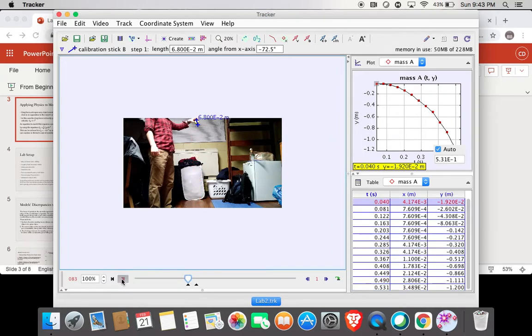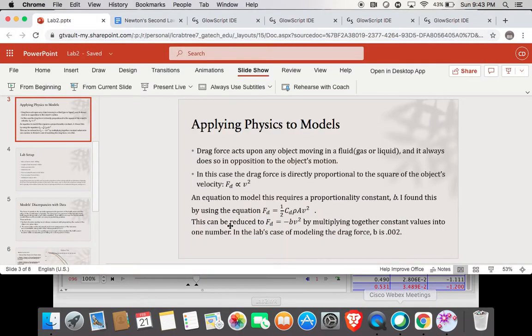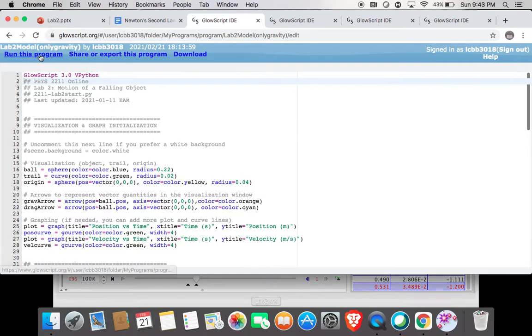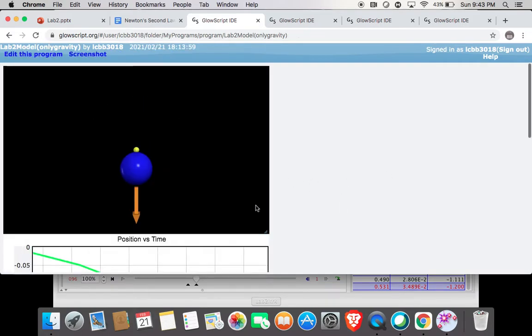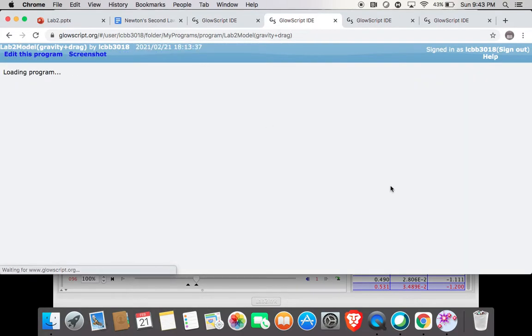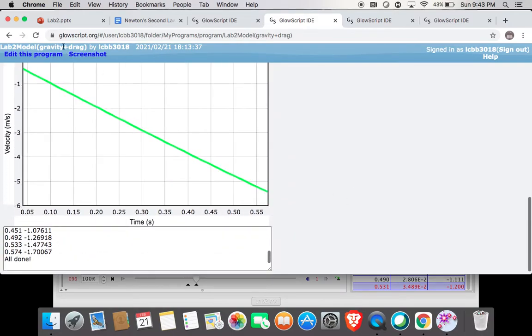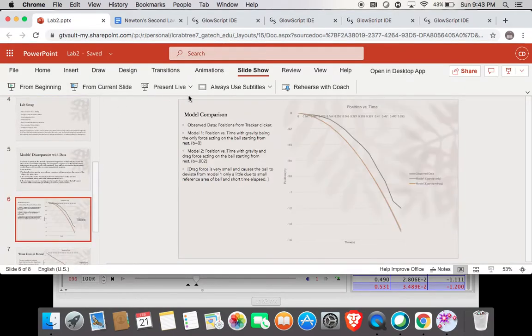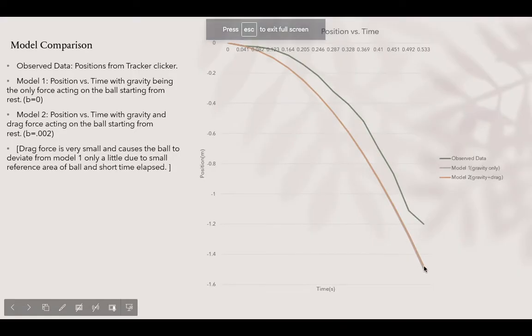It took the footage of me dropping the ball, and it got this data from it. I have these two models which show the ball falling with gravity just acting upon it, and with gravity and the drag force acting upon it. Here is the data represented in the graph. And you can see that Model 2 is barely better than Model 1 in being more accurate to the observed data. This is most likely because Model 2 took into account another factor than Model 1 did.